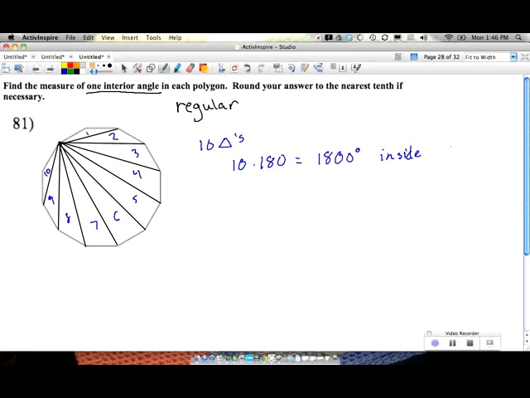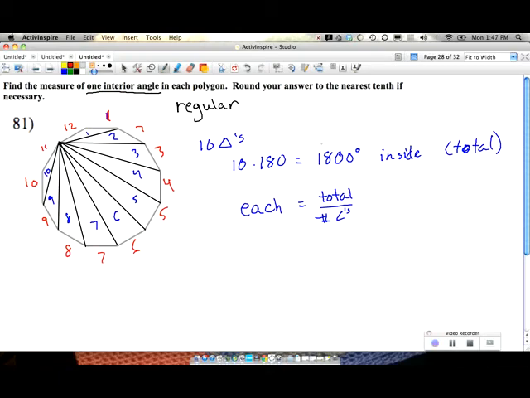To find each, just one of them, it's going to be the total divided by the number of angles, which is the same as the number of sides. So let's count the number of sides. We got 1, 2, 3, 4, 5, 6, 7, 8, 9, 10, 11, 12. So that 11 and 12 weren't counted when we made the triangles. That's actually a pattern. The number of triangles that you're going to be able to put inside a polygon is always 2 less than the number of sides.